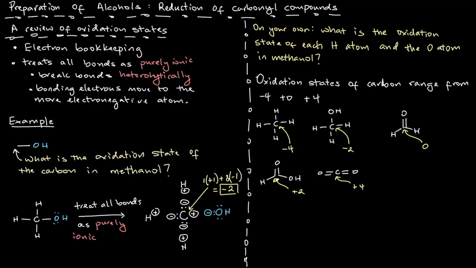So note a couple of things here. As you increase the number of bonds to oxygen from a carbon, the oxidation state tends to increase. And then likewise, if you reduce the number of hydrogens bonded to a carbon, the oxidation state of that carbon also tends to increase. And this is really just because of the electronegativity difference between carbon and these two atoms, hydrogen and oxygen.